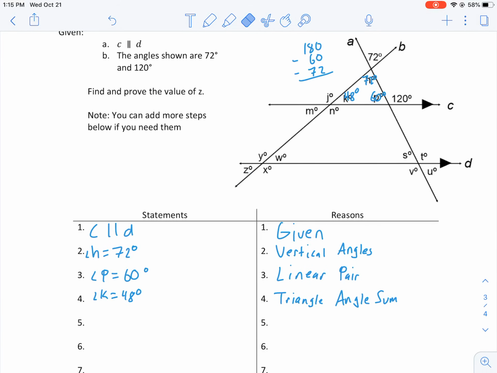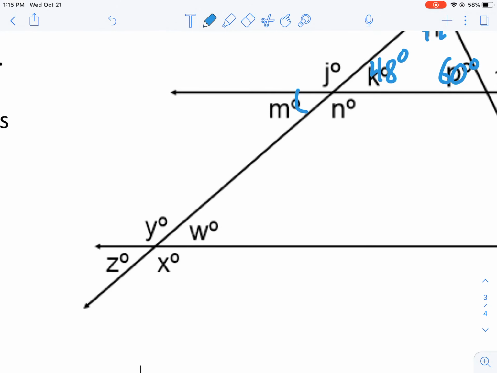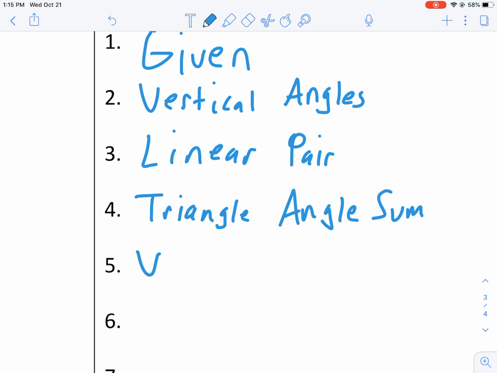Okay, what else do we know? So let's just keep going, all right? What else do we know? So if K is 48, then M must also be 48 because they're vertical. So I'm gonna say that. Wait, that's not what I meant to say. I'm gonna say M. M is 48, and that's vertical angles.